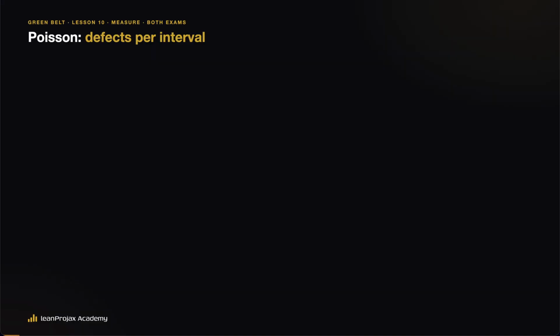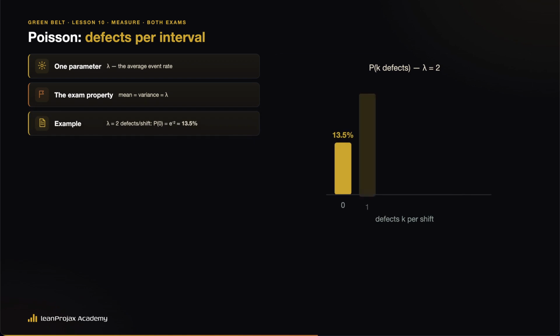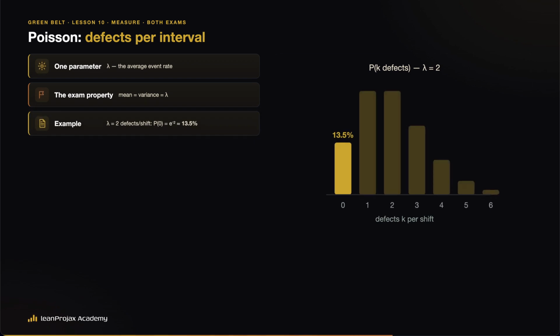The Poisson counts events per interval, defects per unit, calls per hour, scratches per panel. 1 parameter, lambda, the average rate, and the property both exams love, the mean and the variance both equal lambda. If a line averages 2 defects per shift, the chance of a defect-free shift is e to the minus 2, about 13.5%. Keyword: counting defects. A single unit can carry 3 of them, or events in time.